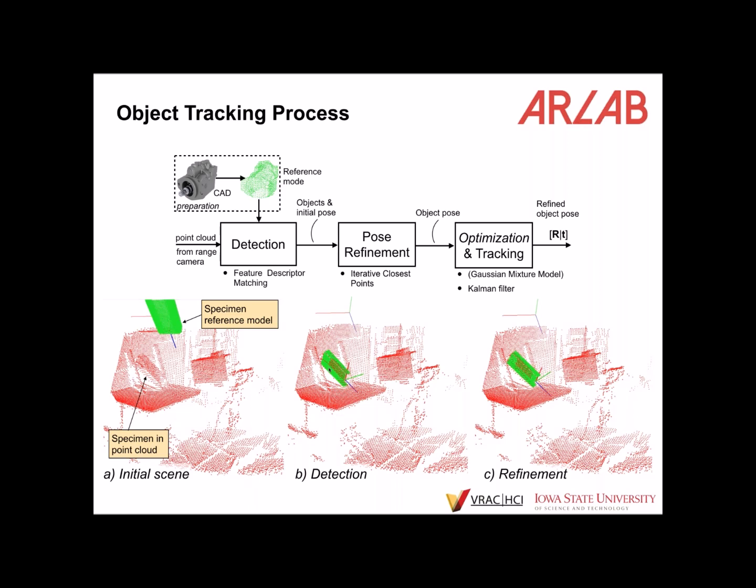So we detect the object, usually using some sort of feature descriptor matching process. Here we get this feature descriptor from the CAD model, as I mentioned before, as a reference model. Feature descriptor matching is very sensitive to outliers, so we usually get a rough estimate of where the object is in our point cloud, so we have to refine this. And once we refine this, we track with a Kalman filter to reduce the effect of camera noise and other effects.